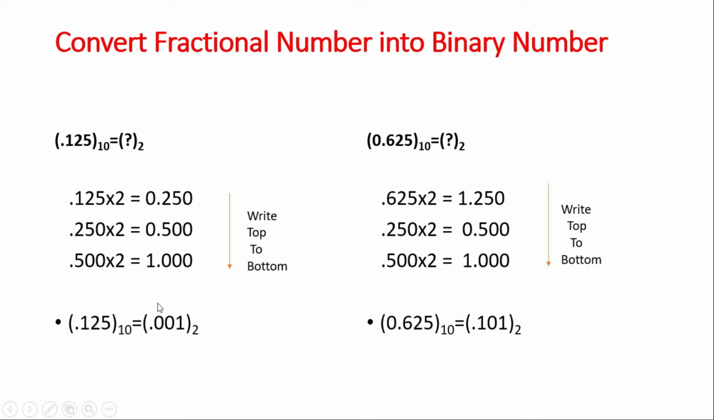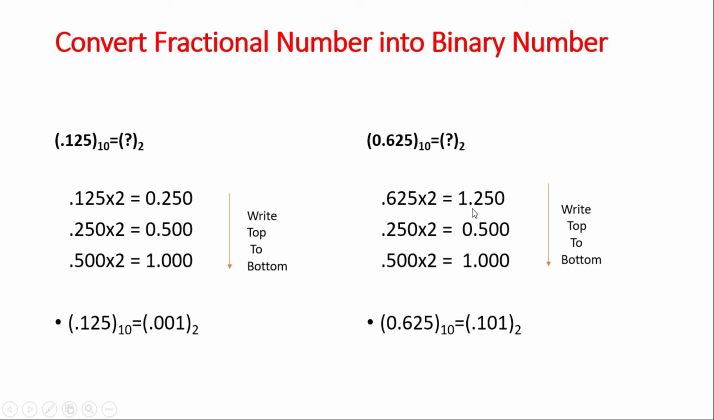The binary number is 0.001. This is another example of converting a decimal to binary. 0.625 multiply 2 is equal to 1.250. We take 0.250 multiply 2 is equal to 0.500. 0.500 multiply 2 is equal to 1.00. After 0 we got 0. So our decimal number is converted to a binary number.